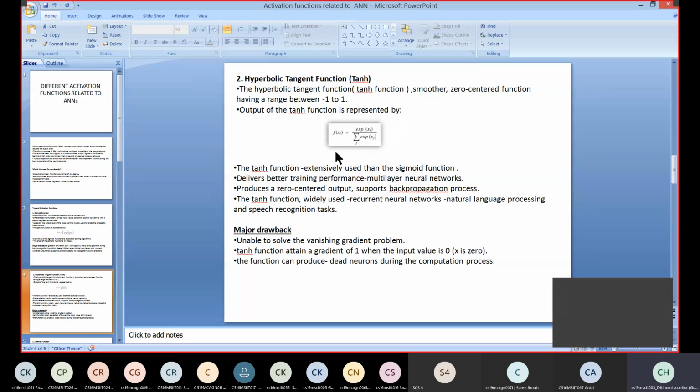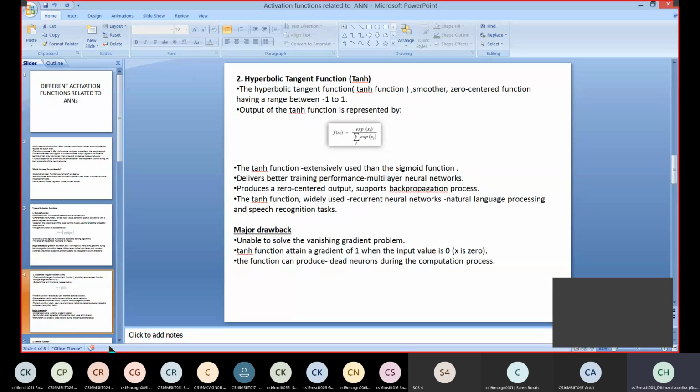The Tanh function is widely used for recurrent neural networks, and it is involved in real-time applications like natural language processing and speech recognition tasks. But the major drawback it suffers from is that it is unable to solve the vanishing gradient problem, and the Tanh function attains a gradient of 1 when the input value is 0. The function can produce dead neurons during the computation process.